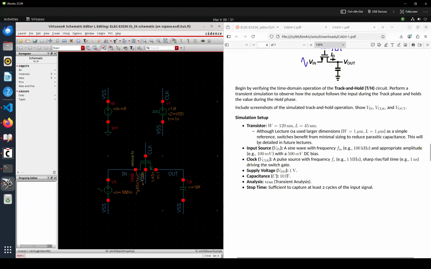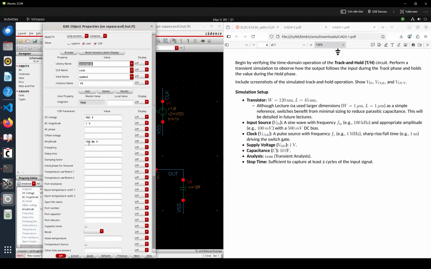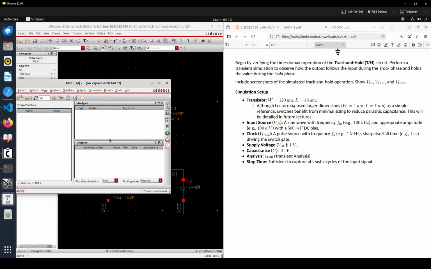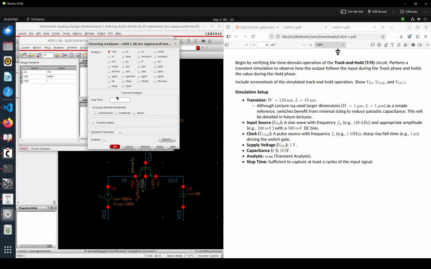Then let's try to give the input source a sine wave with a frequency of 100 kilohertz. So let's see. Just 100 kilohertz and an appropriate amplitude, 100 millivolt with a DC. We will define it. So the DC, let's say 0.5, and VDD is 1 volt, and for the clock frequency, let's just set 1 megahertz as a simple choice.